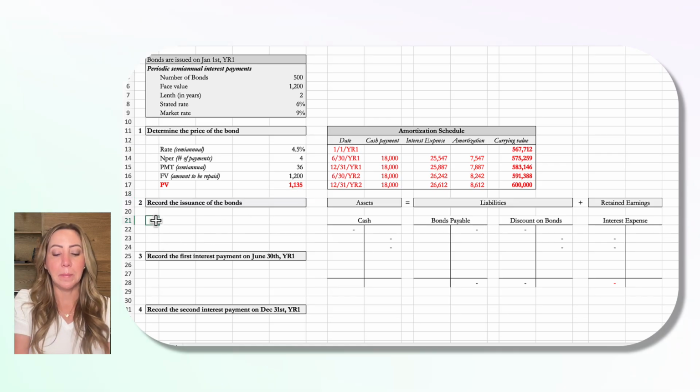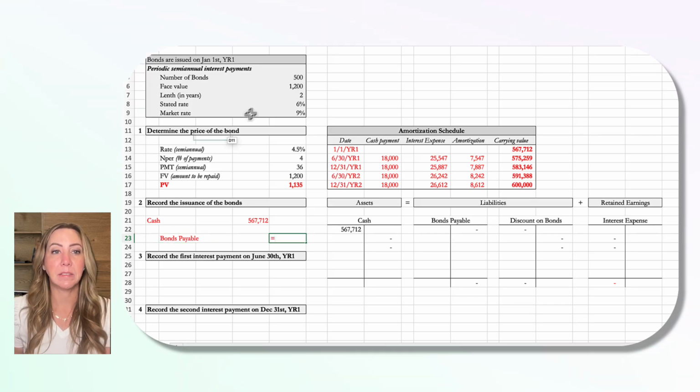So I'm going to go ahead and make my first journal entry, which is to record the cash of $1,135 times the 500 bonds. I'm also going to skip a line and record the credit to bonds payable because that always stays the same.